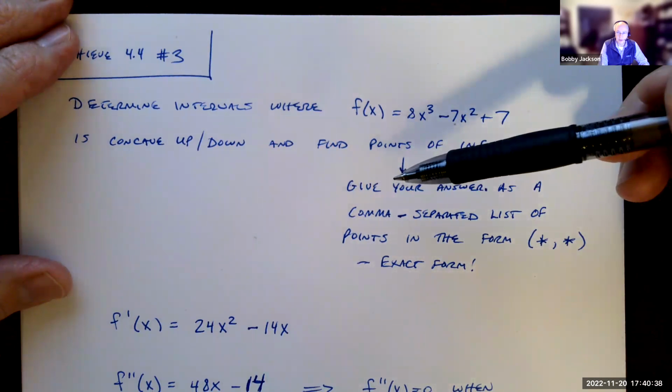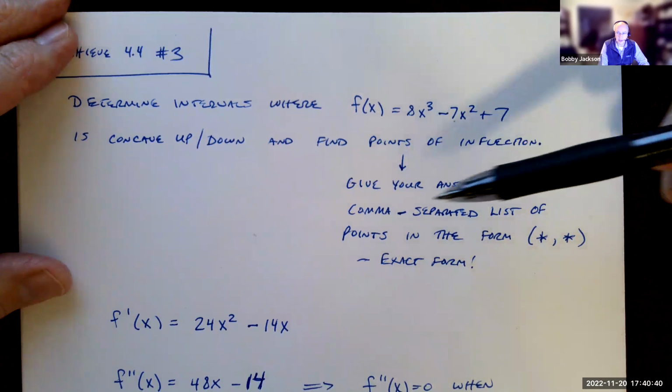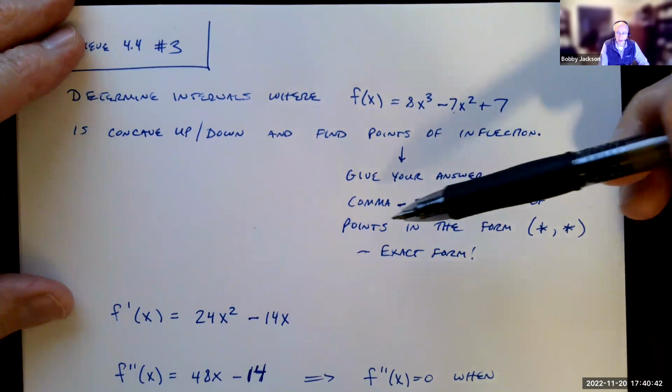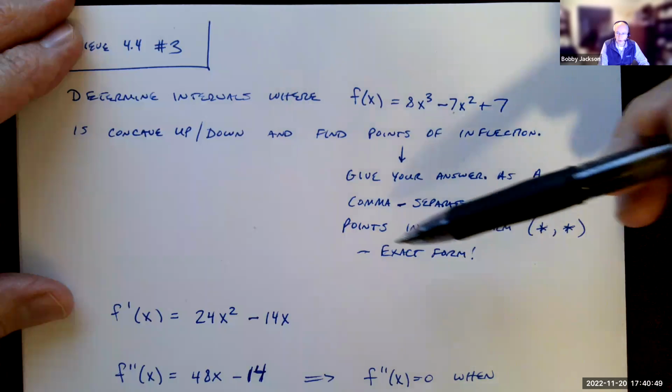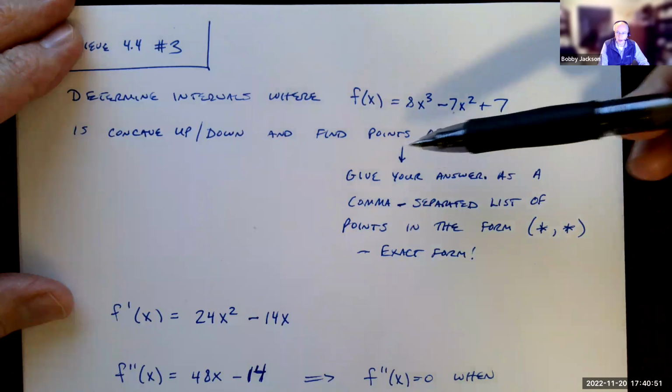It says in parentheses there to give your answer as a comma-separated list of points in the form ordered pair, basically x comma y, right? It wants the exact form. It wants the actual point of inflection.